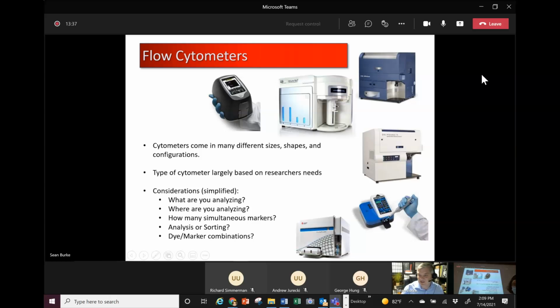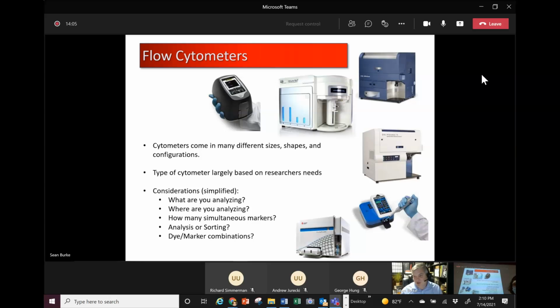But getting something like this little handheld one is going to be really helpful, right? It's also going to depend on how many simultaneous markers you need to collect. Do we need to look at CD4 in green and CD8 in red, or do we need to do those and then 5 other markers or 10 other markers? The more markers that you add in there, the more detectors, and the bigger these boxes are going to come in.